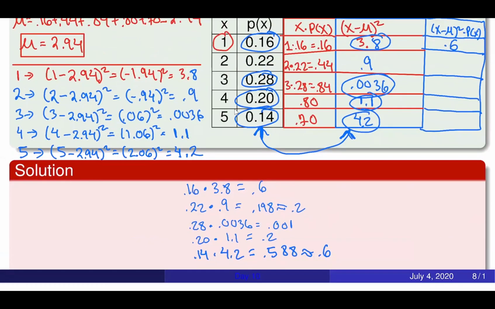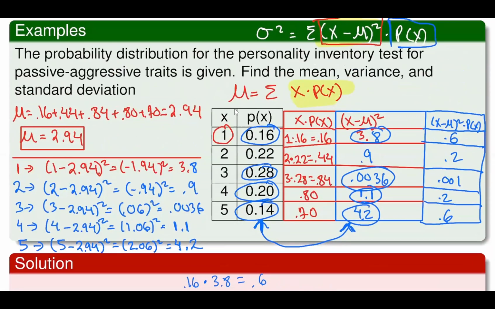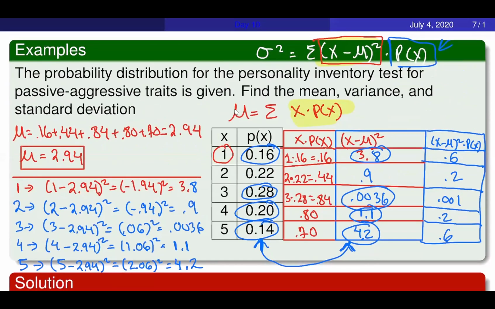So we're going to say 0.2, 0.001, 0.2, 0.6. Any question on how I got those numbers for the last column? All right, so the last thing I want you to do: I already did this portion, I already multiplied the two portions. All we have to do now is add them up. So take a minute and add them up right now.